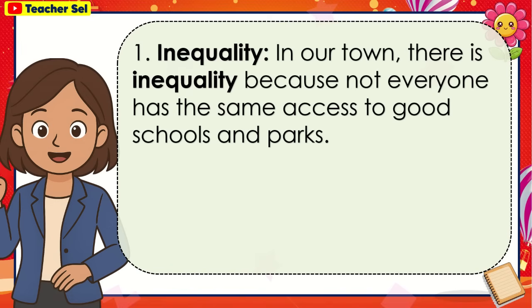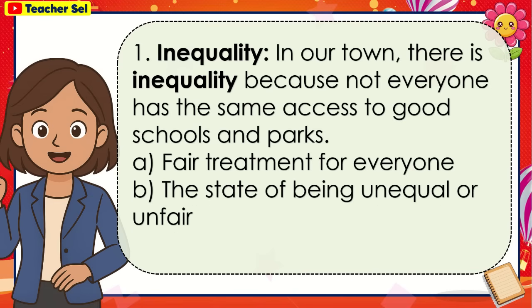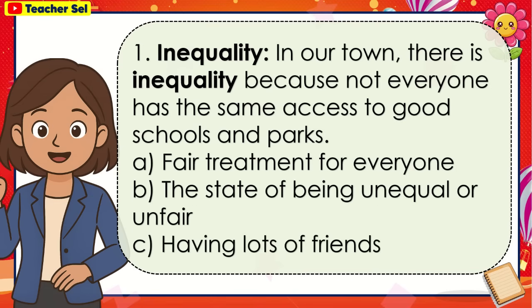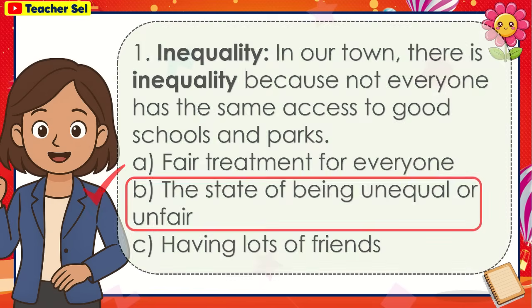Number 1. Inequality. In our town, there is inequality because not everyone has the same access to good schools and parks. A. Fair treatment for everyone. B. The state of being unequal or unfair. C. Having lots of friends. You're right. The correct answer is letter B, the state of being unequal or unfair.